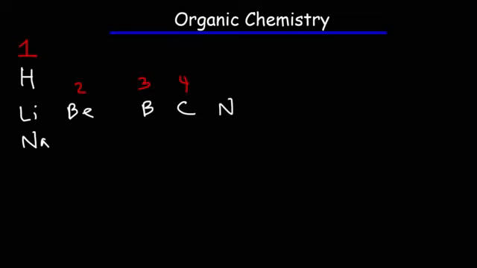Nitrogen likes to form 3 bonds in organic chemistry. Oxygen likes to form 2. And elements like fluorine and the other halogens, chlorine, bromine, iodine, they like to form 1 bond. Now, there are cases where chlorine, bromine, and iodine can form 7 bonds. But we're really not going to cover that in this video.